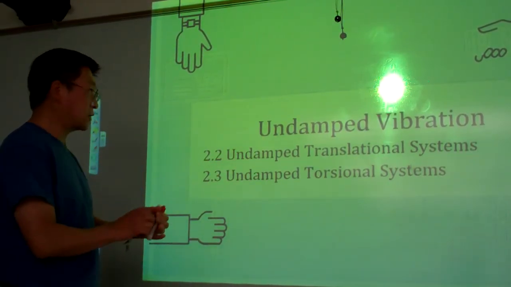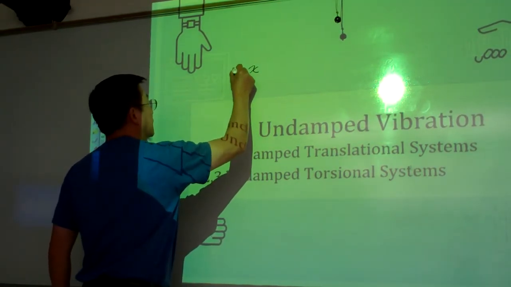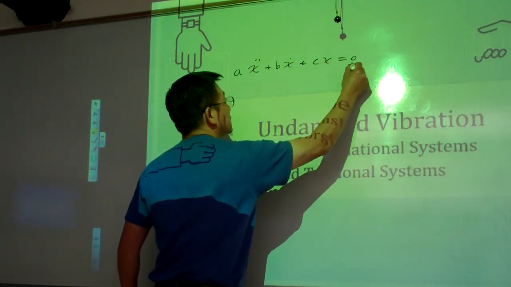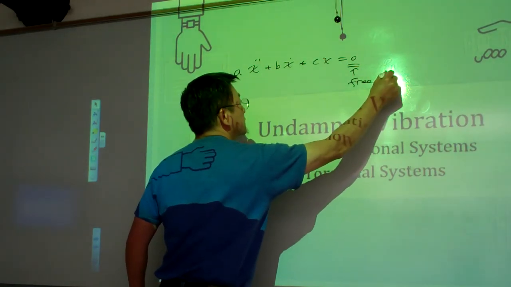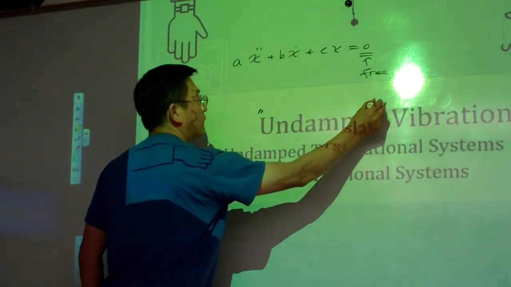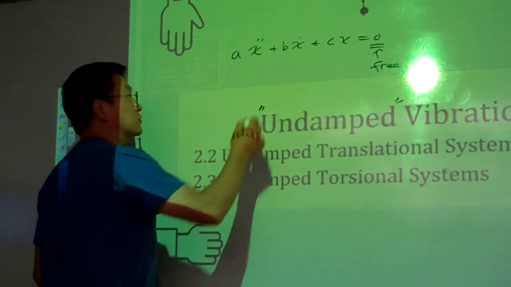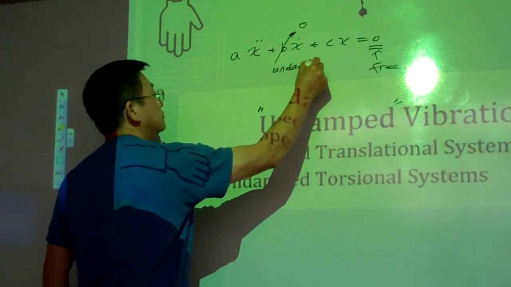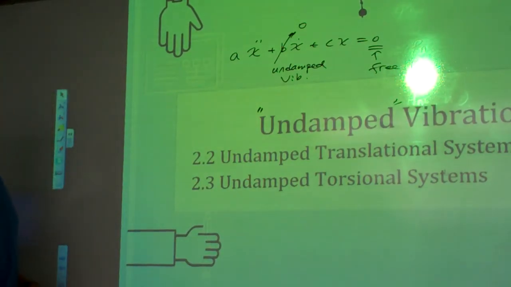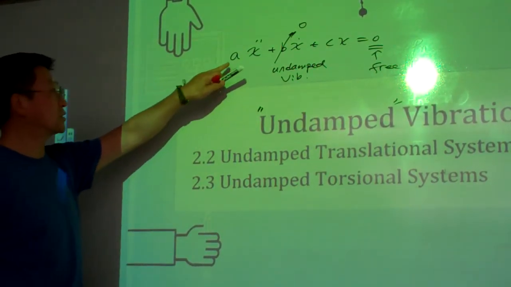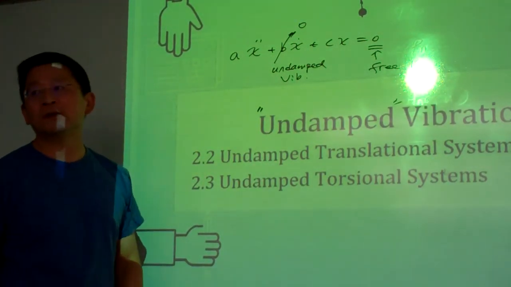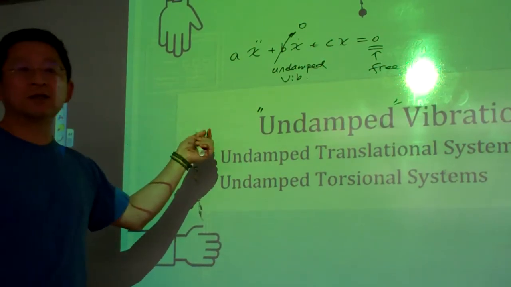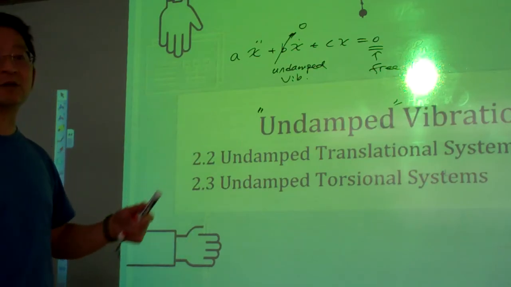Without damping, in terms of our equation, ax double dot plus bx dot plus cx equal to 0, this is the free vibrations. For undamped vibration, the damping term is 0, so b equals 0. So here we're going to deal with simply ax double dot plus cx equal to 0. That's it. In terms of solving the differential equation, this system is pretty easy to solve.